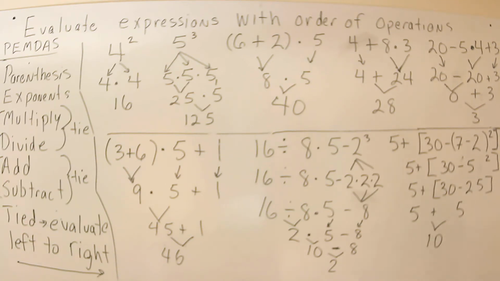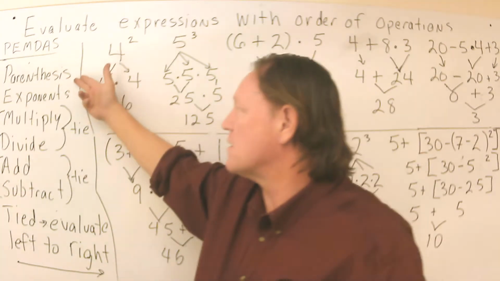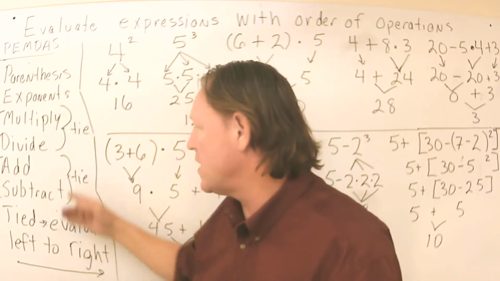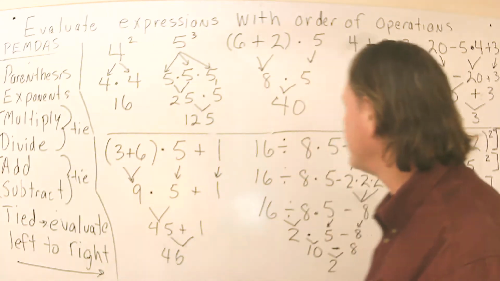Remember, order of operations, as we said: do what's in parentheses first, exponents next. Multiply and divide is after that, followed by addition and subtraction.